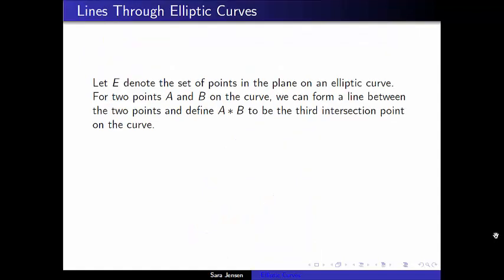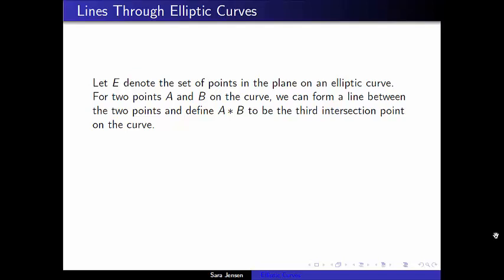Now, if you go back and take a look at the elliptic curves that we had on the previous page, if we think of all of the points in the plane and we let E denote the points in the plane that happen to be on the elliptic curve, when we have two different points, call them A and B, that lie on the curve, we can draw a line between them. And then what we can do is introduce an operation that we're going to call star, and we're going to define that A star B to be the third intersection point on the curve.